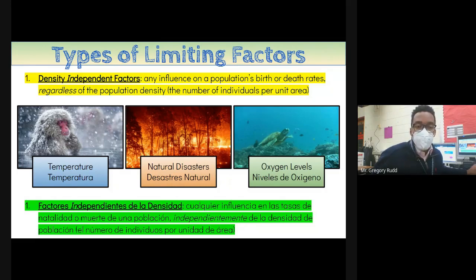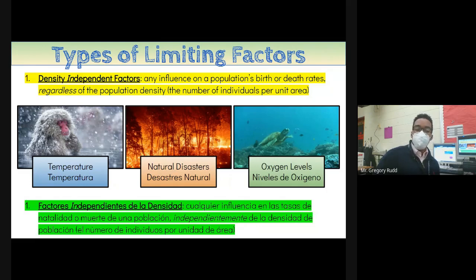Good, thank you. So a density independent factor does not rely on how many individuals there are in a given area. So there could be one individual or there could be 1,000. These types of limiting factors are going to limit the growth rate of the population regardless of how many individuals there are. So temperature, again, if we drop off one human being in Antarctica, the population probably will not grow.